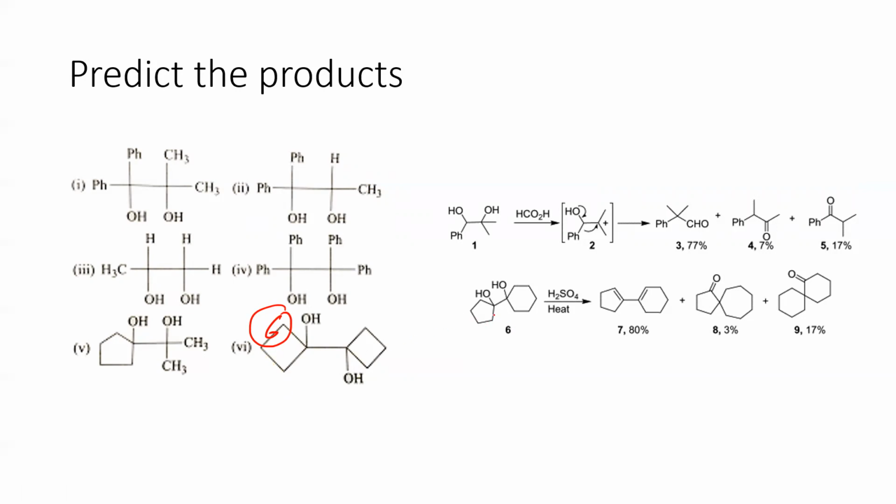So, a good typical example of pinacol-pinacolone rearrangement here. There are 3 possible products here. We are supposed to explain the presence of all these compounds. We have to explain the mechanism of this product formation. We have to explain the product formation of this compound.